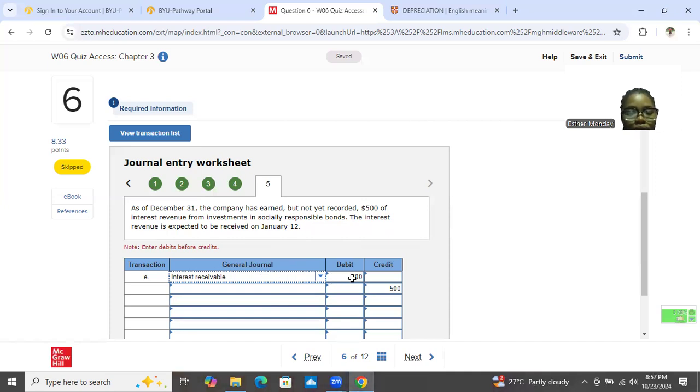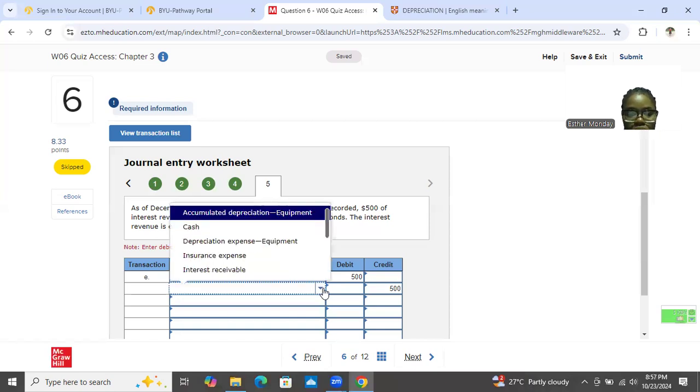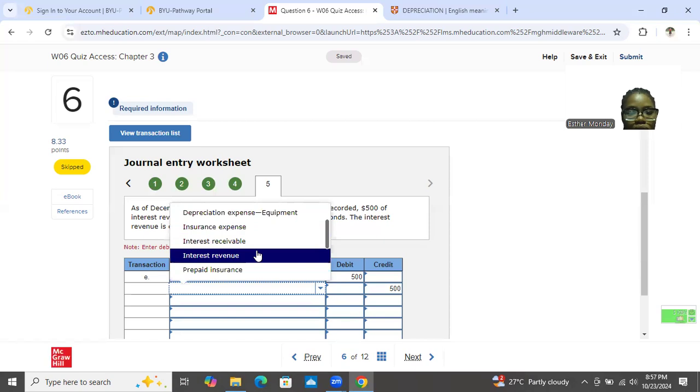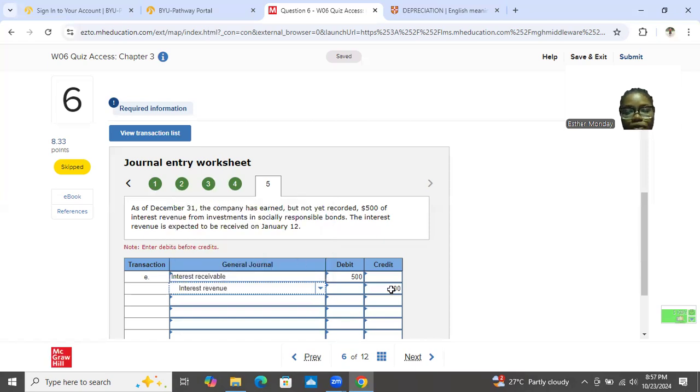Then I will put down here under debit the amount, which I already put there. And then our interest revenue will be the same amount too. Like I said, if an income receivable or an account receivable is given, whether the money is received or not, the revenue has to be recorded that very day too. So this is the interest receivable waiting to be received on January 12th.